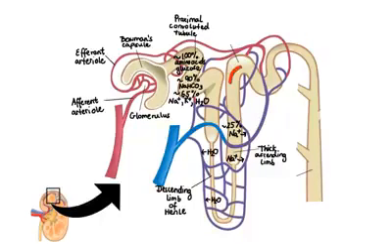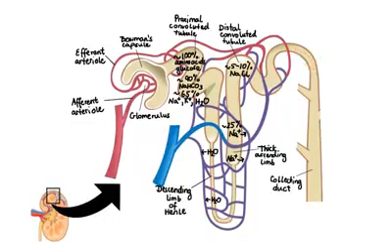Next, the filtrate travels through the distal convoluted tubule. Here, about 5 to 10% of sodium chloride gets reabsorbed, mainly via the sodium chloride cotransporter. This part is also relatively impermeable to water, so at this point, the filtrate becomes more diluted. Finally, the filtrate travels through the late distal tubule and collecting duct.